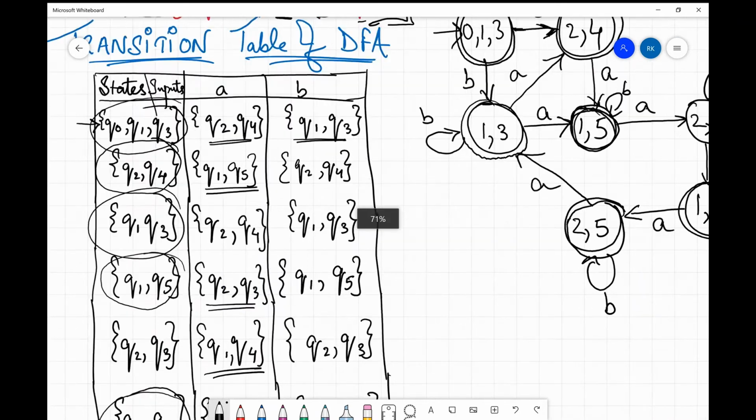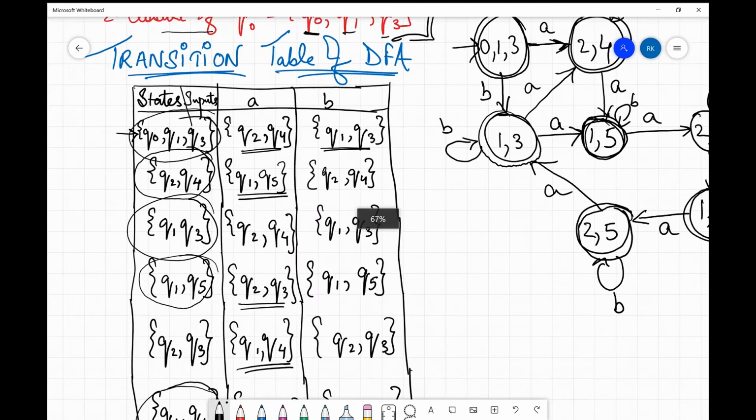Sorry about this. I was just trying to zoom in a bit.